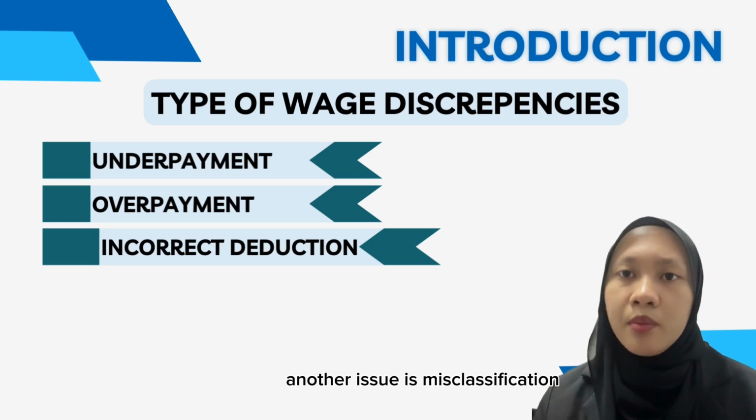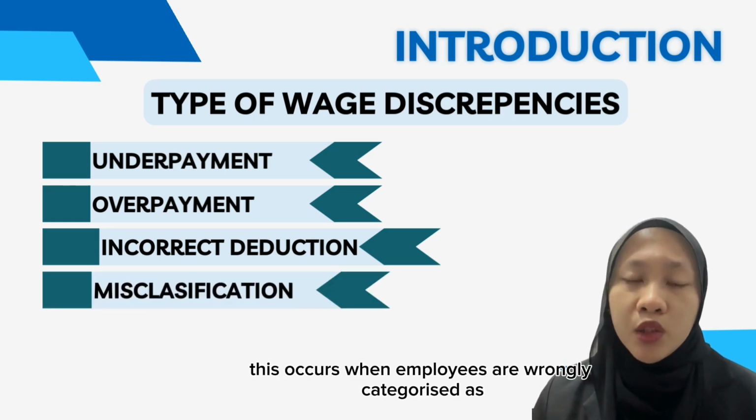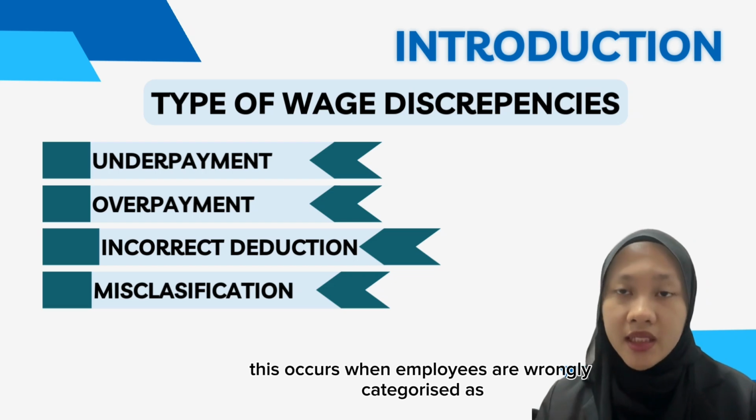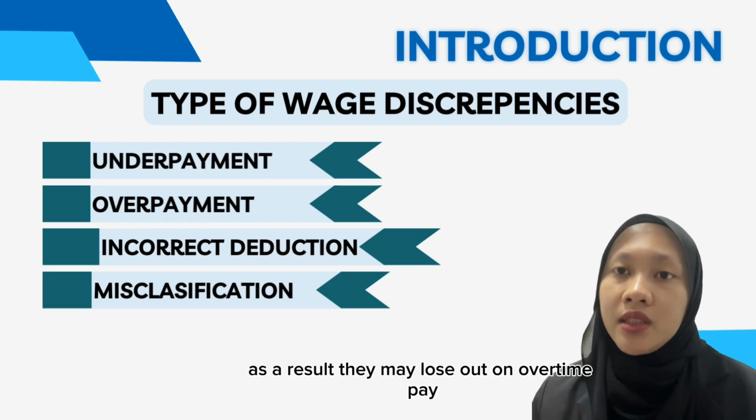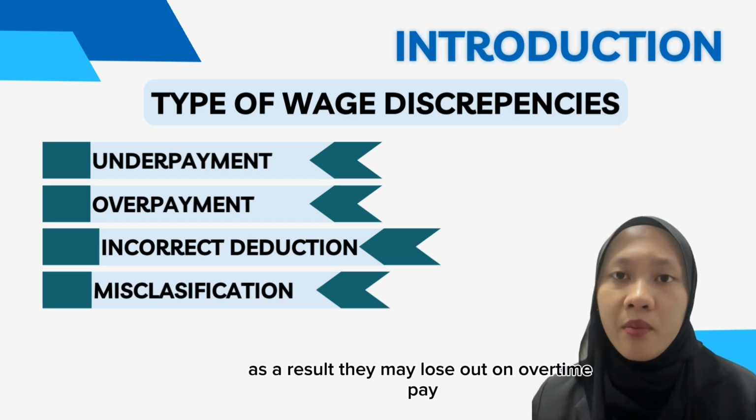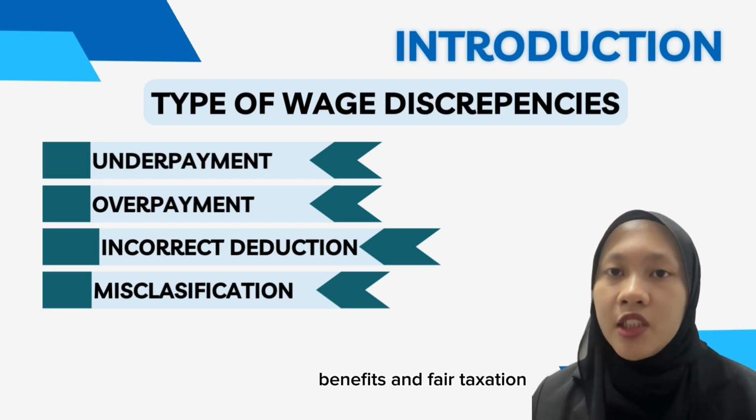Another issue is misclassification. This occurs when employees are wrongly categorized as independent contractors or exempt staff. As a result, they may lose out on overtime pay, benefits, and fair taxation.